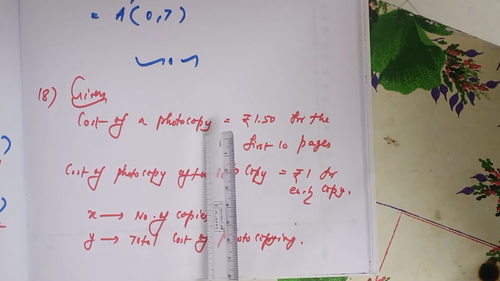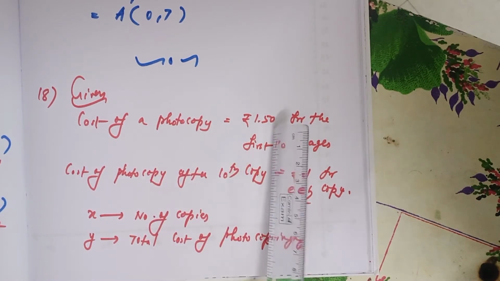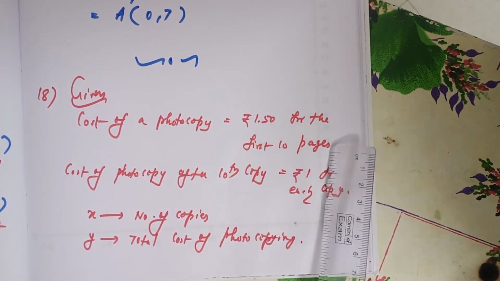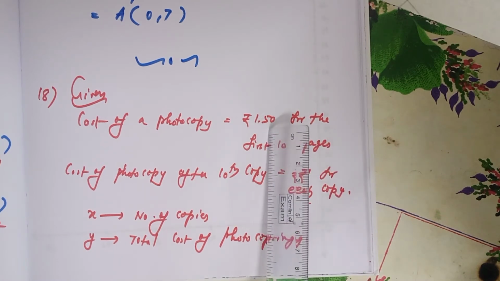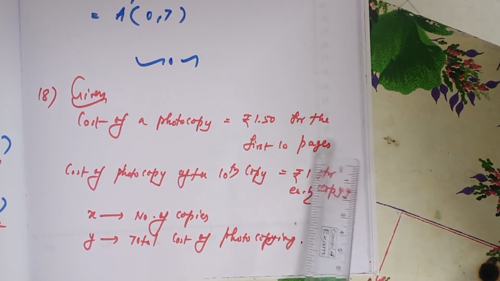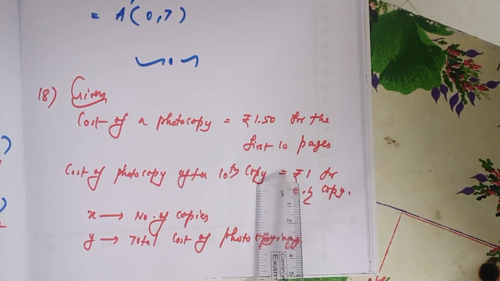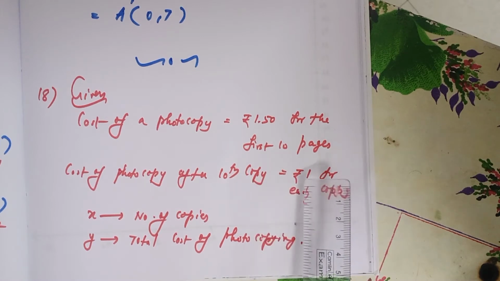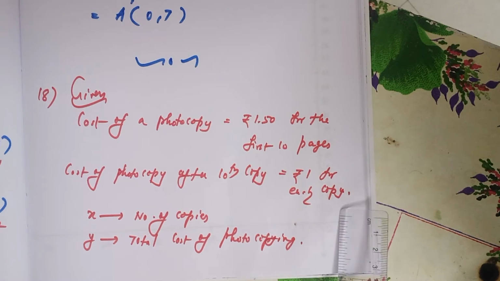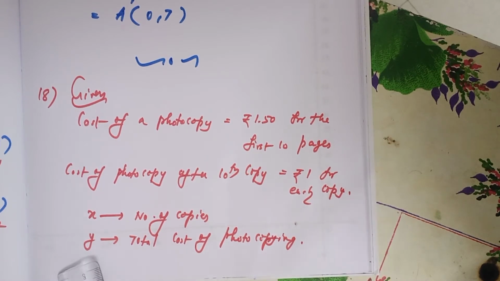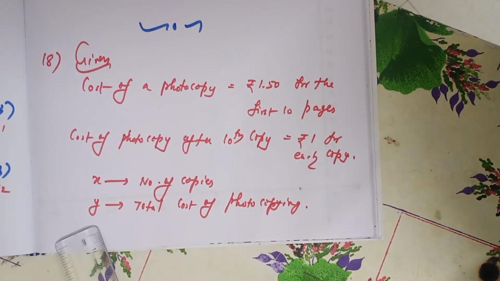Cost of a photocopy: 1 rupee 50 paise for the first 10 pages. For each and every page, they charge 1 rupee 50 paise, for the first 10 copies, remember. Then after the 10th copy, they charge rupee 1 for each and every copy. Here X refers to the number of copies and Y refers to the total cost of photocopying. Okay.